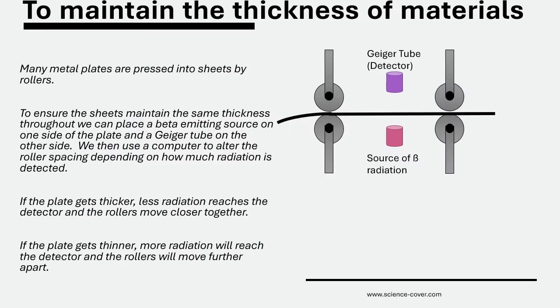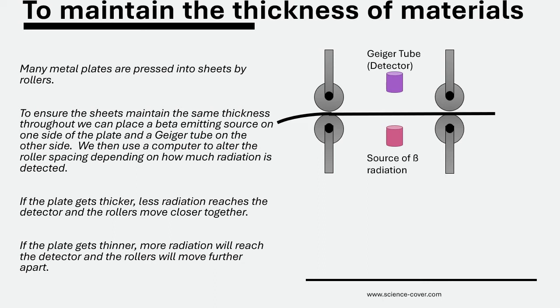We can also use radiation to monitor and maintain the thickness of materials. Many metals are pressed into sheets by rollers, and we can monitor the thickness of these plates by placing a beta radiation source on one side of the plate and a Geiger tube, which is a type of detector, on the other side of the plate. Now, the reason that we use beta radiation is because alpha radiation wouldn't pass through the metal plating, and gamma radiation would all pass through the metal plating, but beta radiation, the amount we will detect will depend on the thickness of the metal that it's passing through.